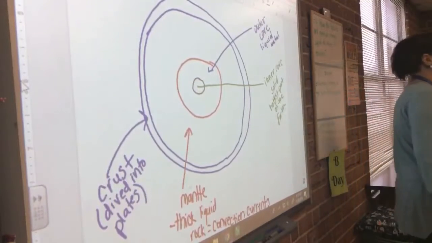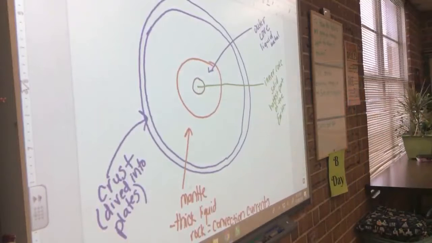Inner core is in the middle. It's the hottest part of the earth. It is extremely hot, but it is a solid. And that's because the center of the earth is extremely high pressure. It's so high pressure that it contains that metal into a solid. It's like a ball of very hot, solid nickel.